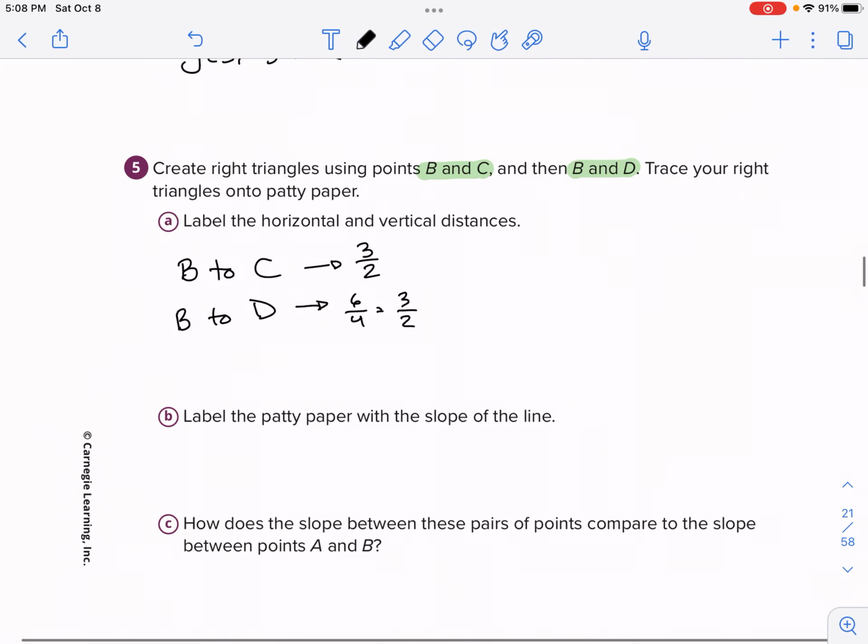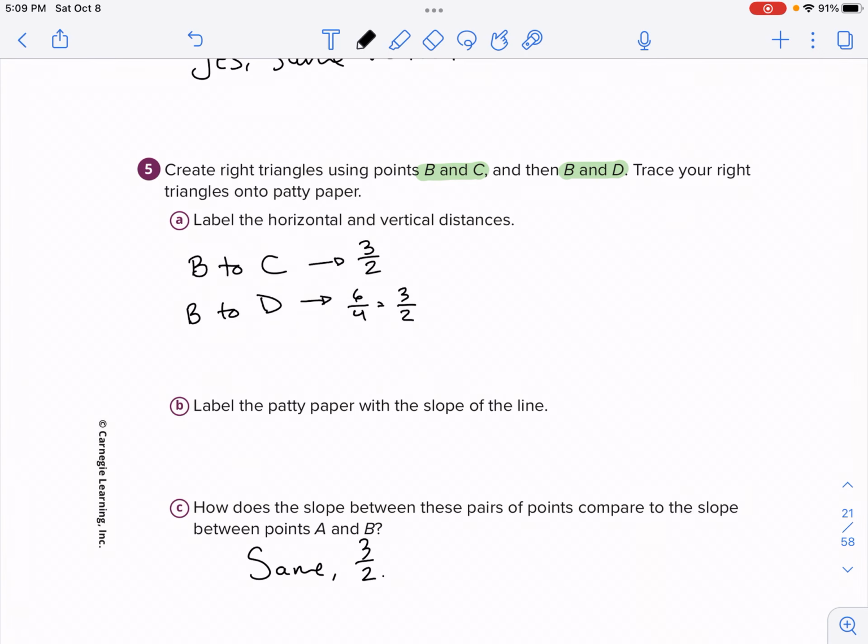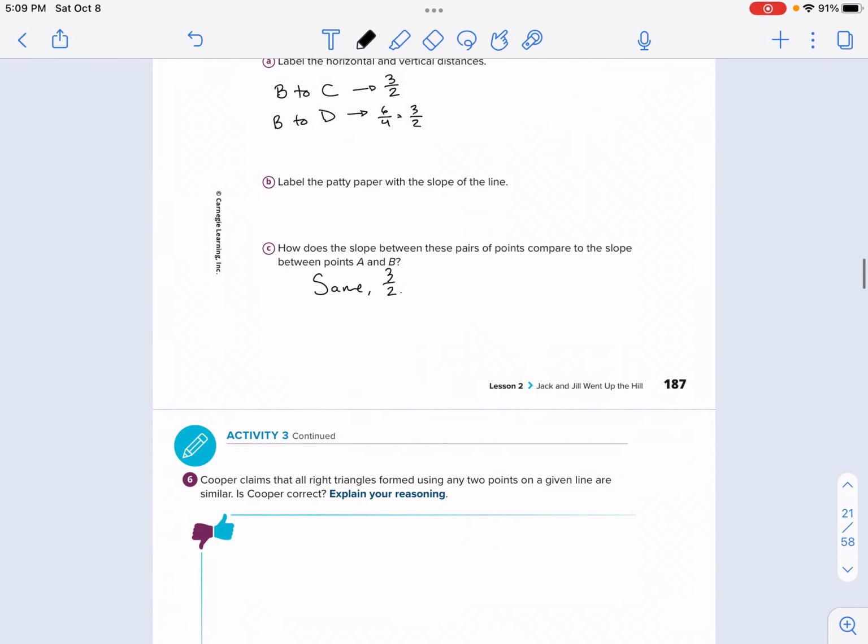Okay, B, we already wrote this down, so we're going to skip that and go to C. How does the slope between these pairs of points compare to the slope of the original one that we got, A to B? Exactly the same. It was still 3 over 2. Okay, so this is what we call a constant rate of change. Keyword there is constant. All right, let's go to the next page, last part of activity 3.